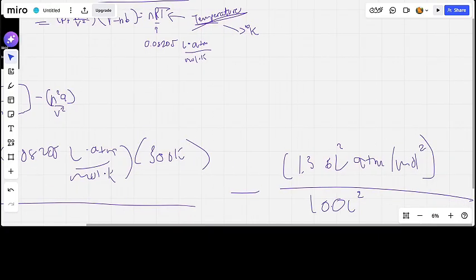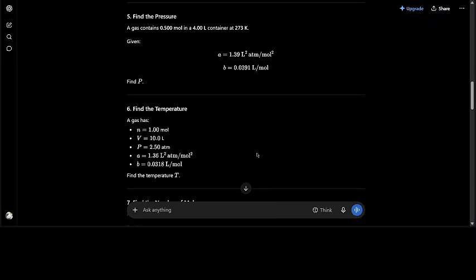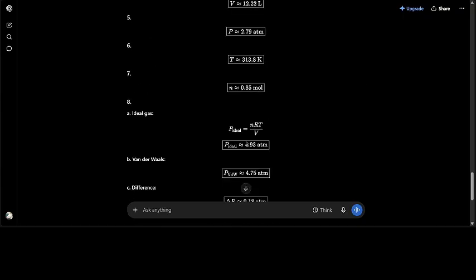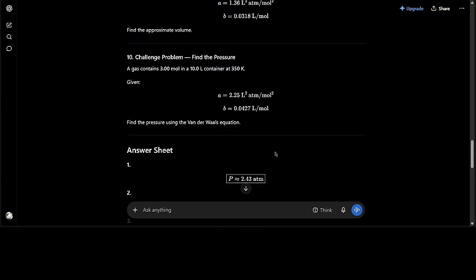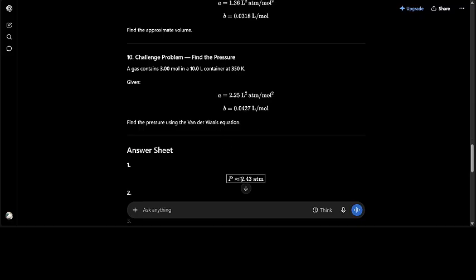Oh, I got it wrong. It's actually 1.36 liters. So the answer is going to be 2.34. So I got it right. Wait, no, I got it wrong again. It's just here, 2.43.